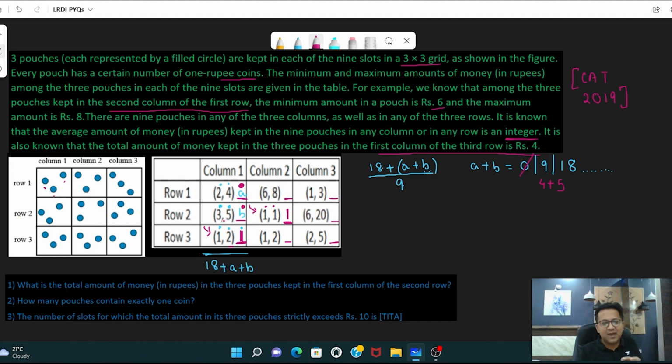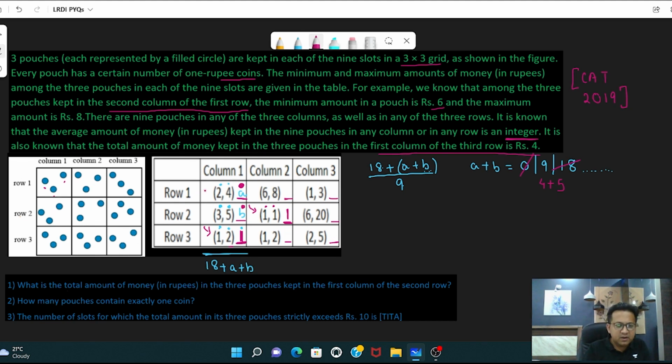Remember, B has to lie from 3 to 5, and A has to lie from 2 to 4. The only possible combination is A is 4, B is 5. No other combination is possible. That would mean 18 is also not possible. So what is the value of A? A is 4, B is 5.